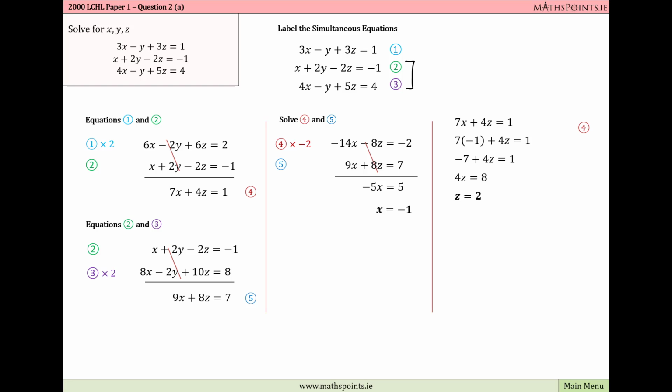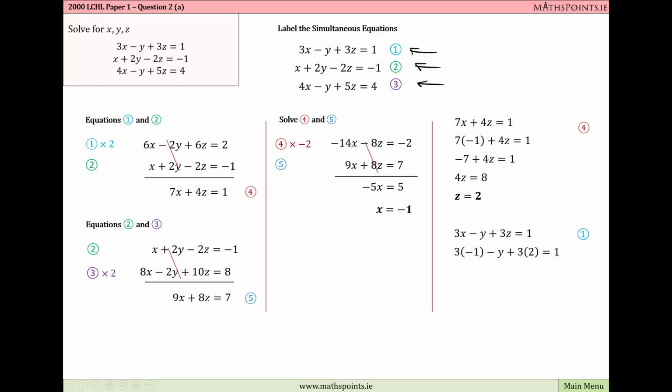So because I have two of the three unknown variables, I'm going to sub these two variables into either of the three original equations. It doesn't really matter which equation we sub it back into, so we may as well just select equation 1. And so we write down equation 1 again. 3x minus y plus 3z equals 1. We know that x is minus 1 and z is 2, so I'm going to sub both of those in.